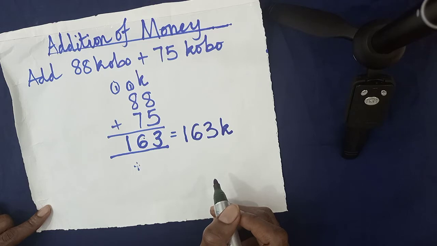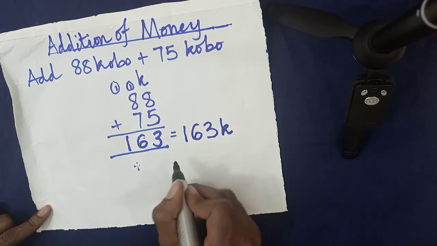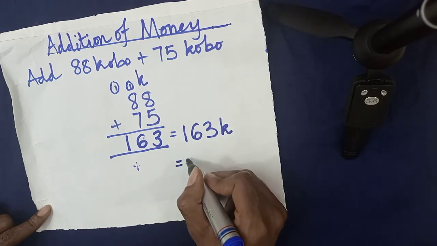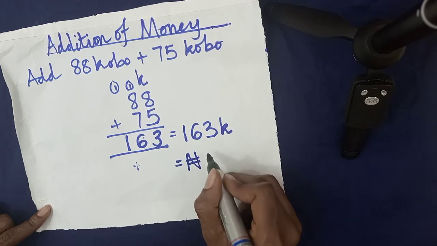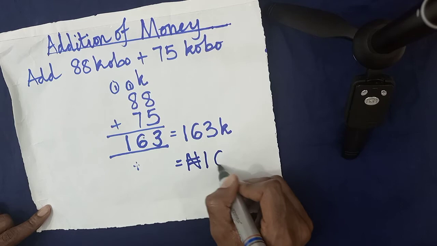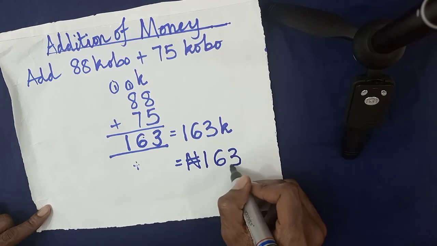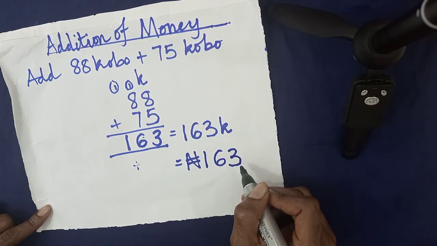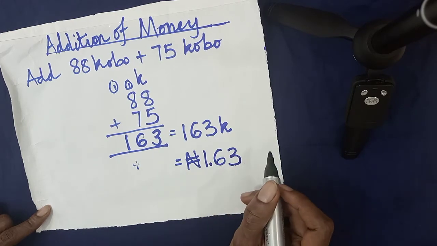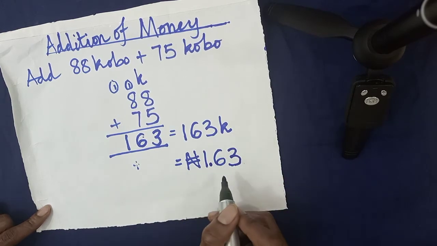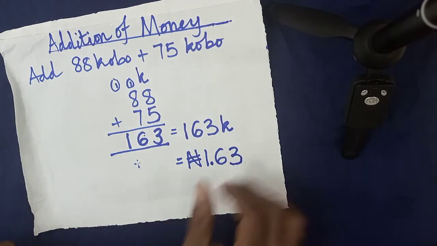Do you remember how to change from kobo to naira? Of course, the first thing, we write our naira sign, then we write the digits 1, 6, and 3, and then we count 2 digits from the right, 1, 2, and put our dot. So the answer is 1 naira 63 kobo. Good. Let's move on to the next.